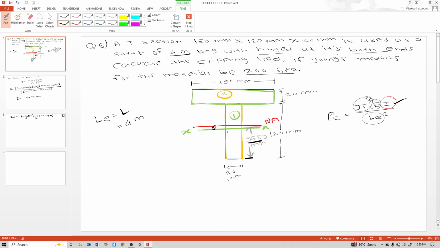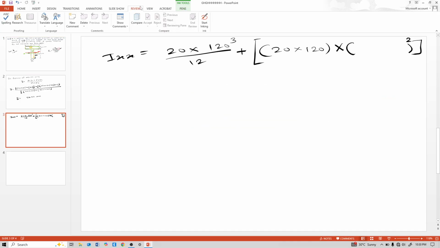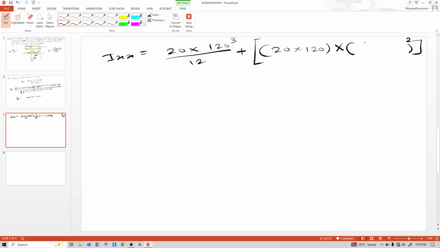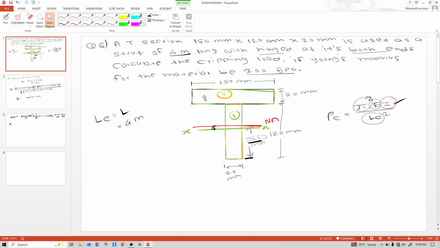So the distance between them is 98.89 minus 60. So this is only about that web portion. Again, plus this flange portion. Flange portion area is, so first focus on I.